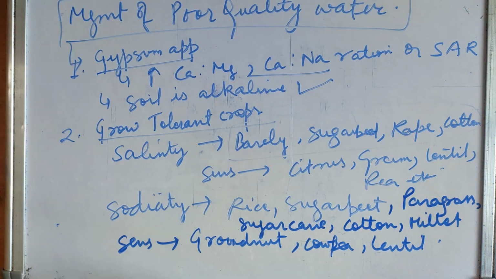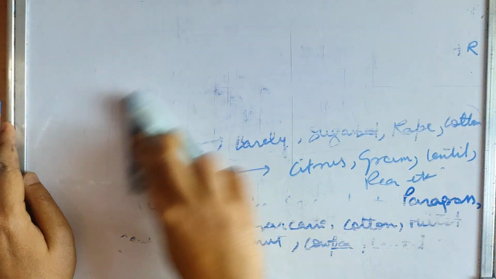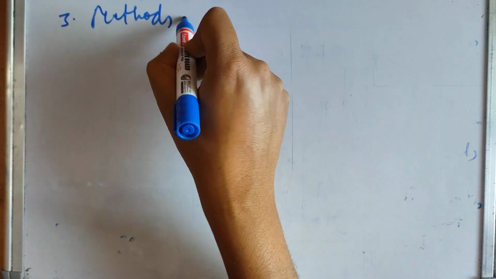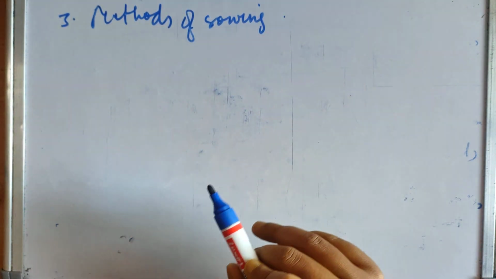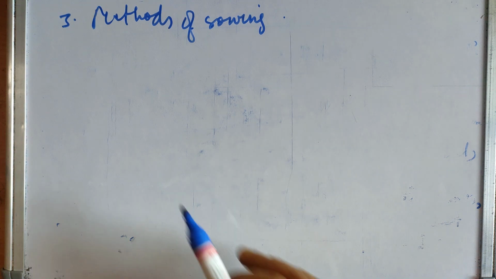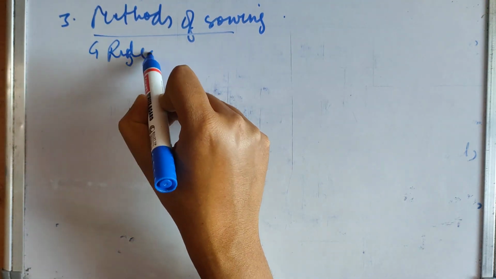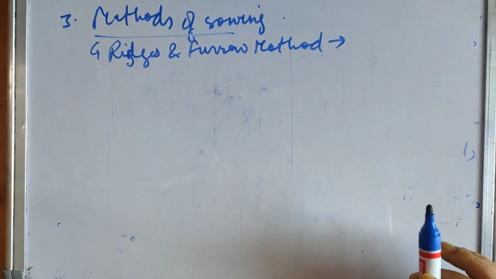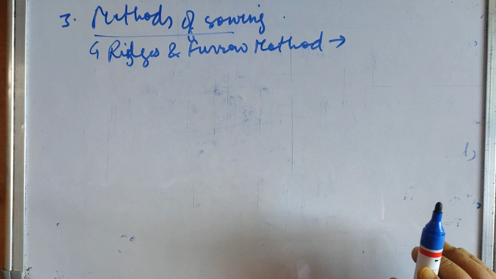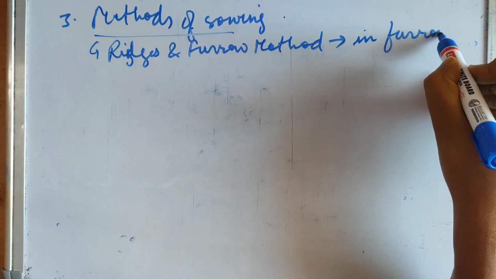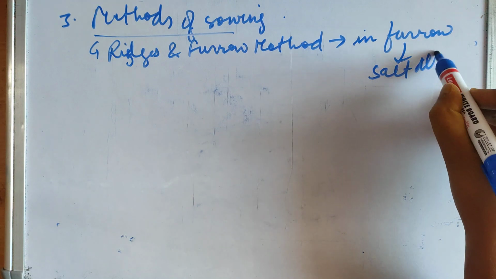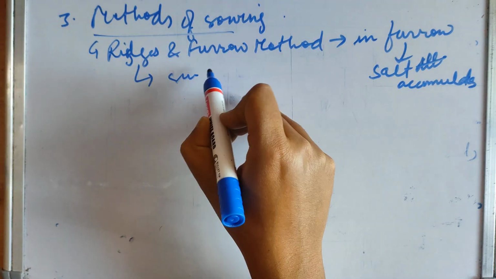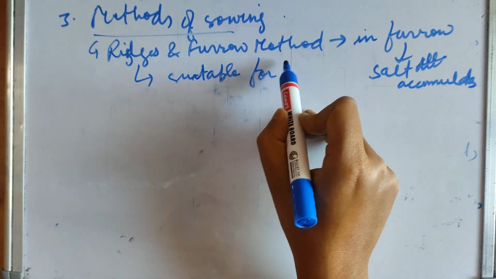Third, we need to improve our methods of sowing. What can we do? The ridges and furrows method is used, because in furrows the salt accumulates, making ridges suitable for growth, as all the salt is accumulated in the furrow.